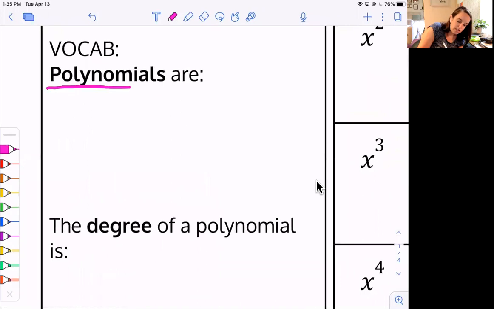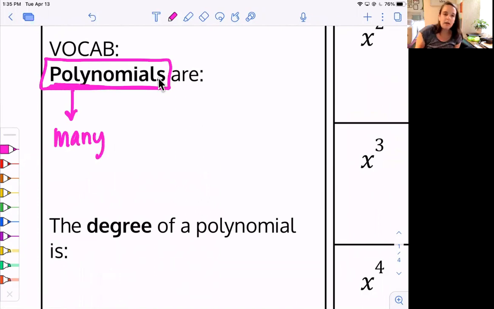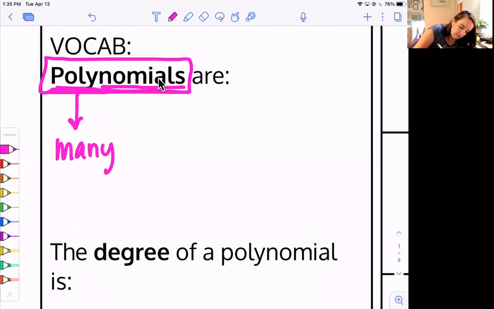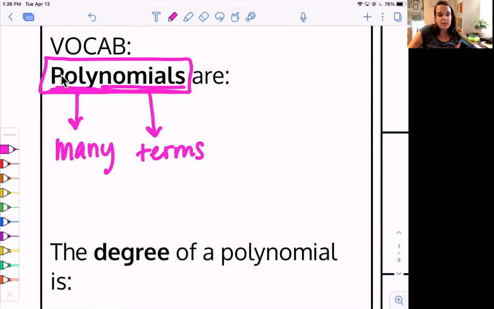The first word is polynomial. So you are writing this down. Write the word down, polynomial, and we're going to break it down. Poly means many, and nomial means terms. Many terms. So this word literally means many terms.